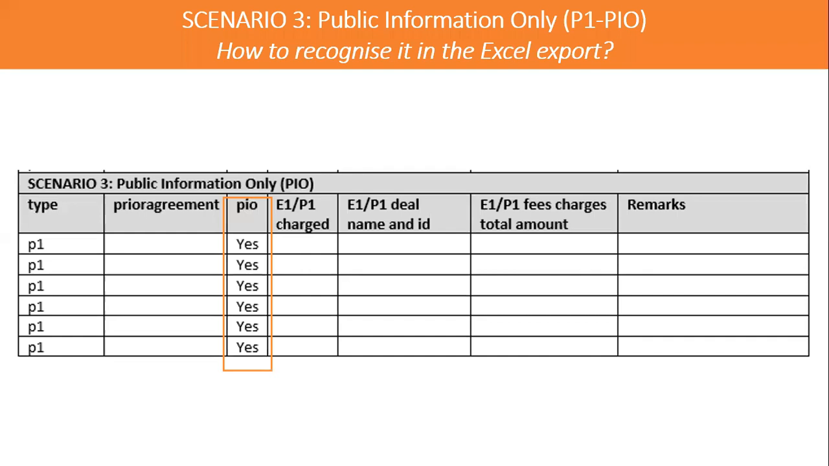This is how you can recognize a public information only message in the Excel export. It will say no in the PIO column.